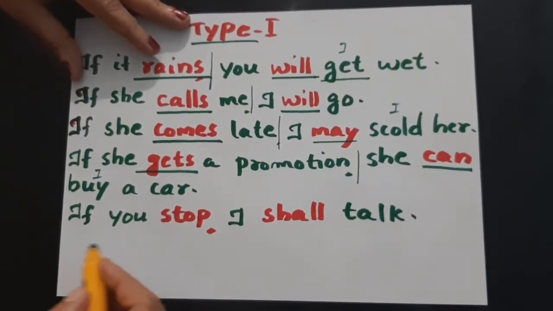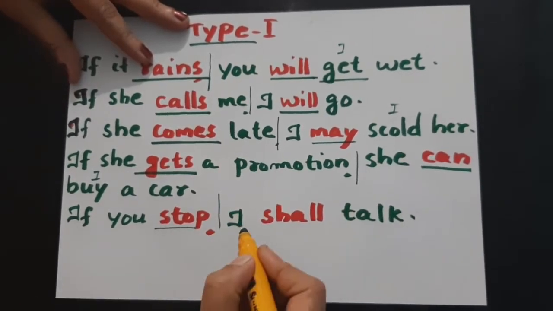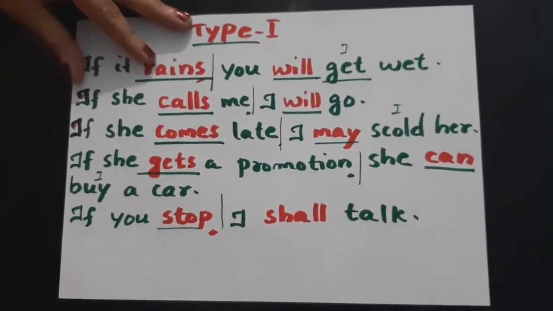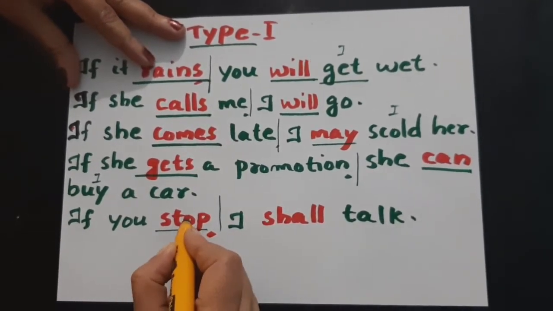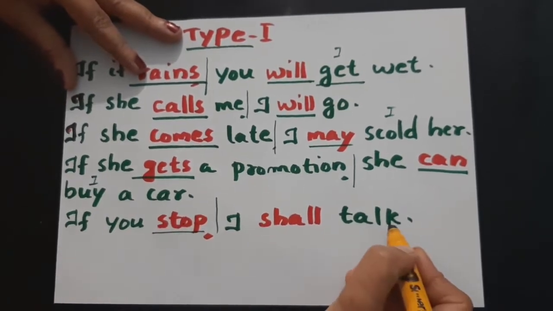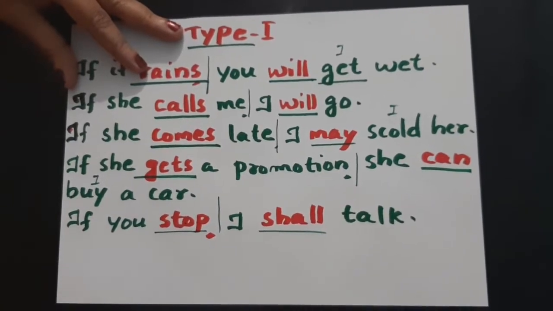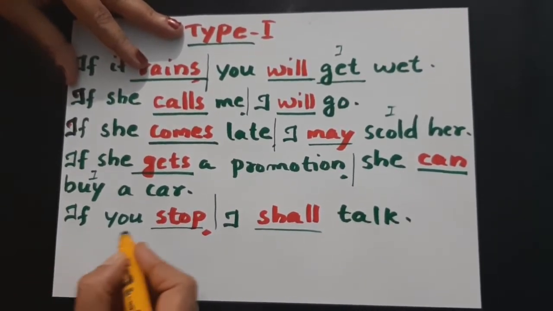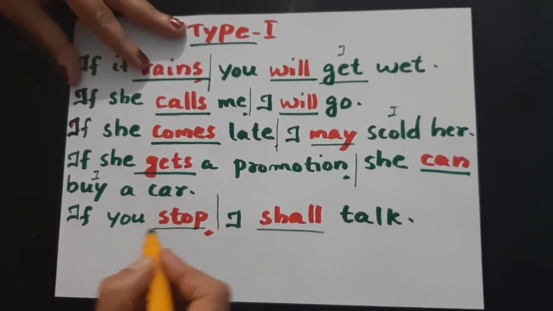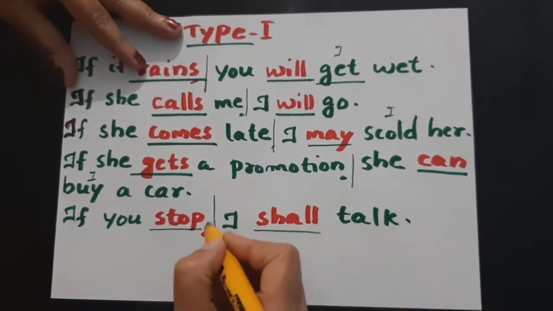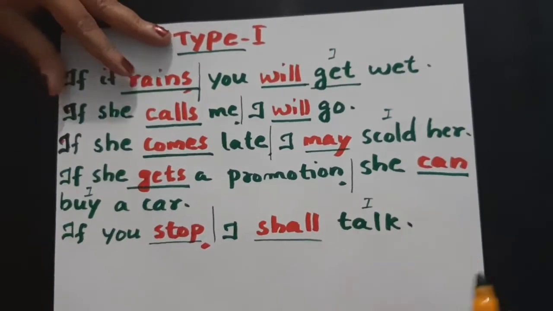Last one. If you stop, if clause, I shall talk, result clause. In the if clause or the subordinate clause, you have the verb in its present form, and in the result clause, that is the main clause, here I used shall. If you stop, there is a possibility for me to talk. If you stop, I shall talk. Following the subject, use shall here plus the first form of the verb.